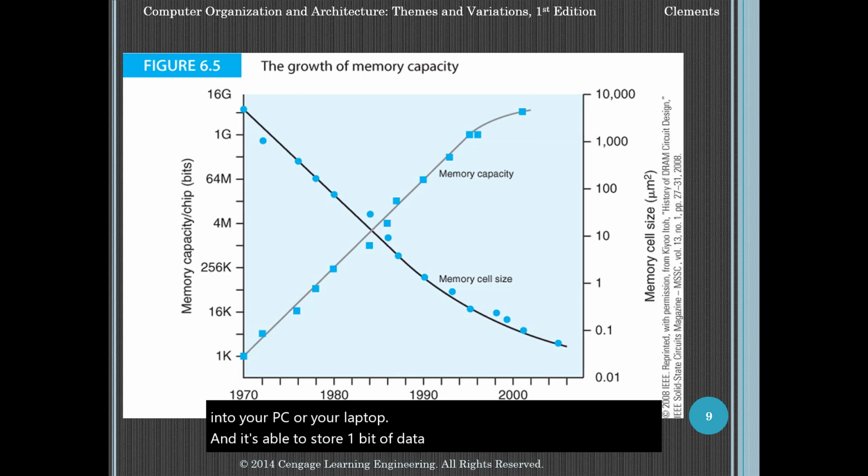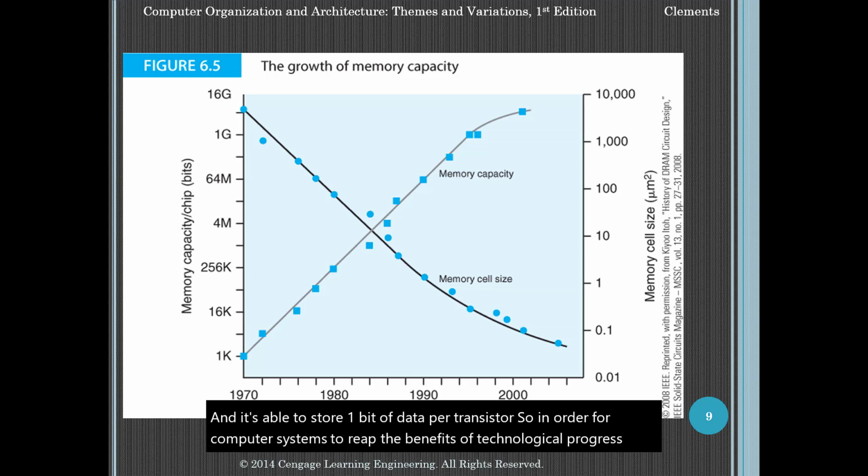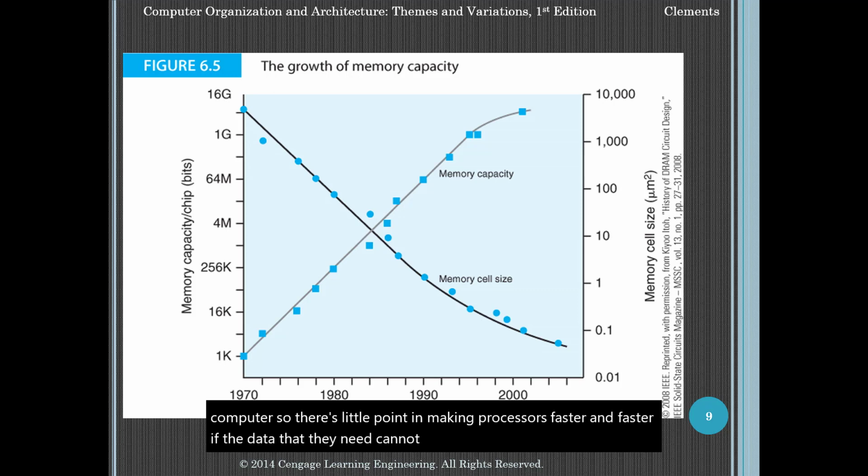So in order for computer systems to reap the benefits of technological progress, it's necessary that progress take place across all components of the computer. There's little point in making processors faster and faster if the data that they need cannot be read from memory or moved from place to place via the buses at a sufficient pace, right? You're just going to end up with bottlenecks and you're not going to see the type of progress that you should if that was being spread across multiple components.